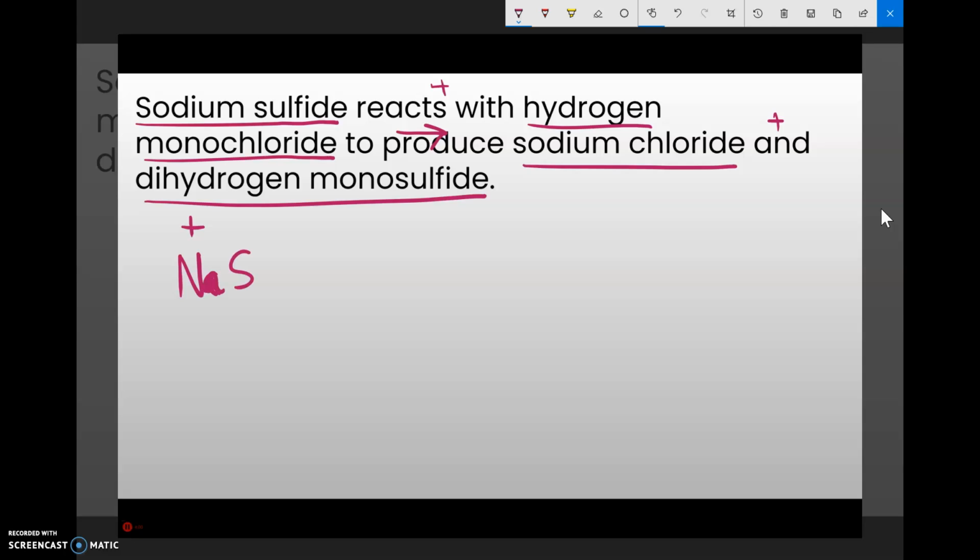Sulfide is S. It's in group 16, so it has a -2 charge. These charges don't cancel, so swap and drop. The 2 is going to come behind the sodium. That 1 is already being represented by the sulfur, so we don't need to worry about it.